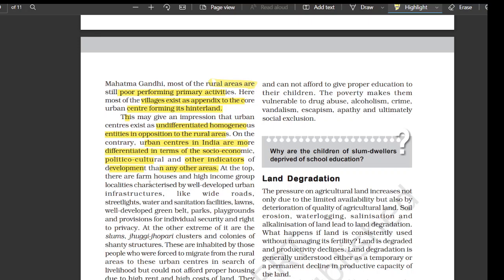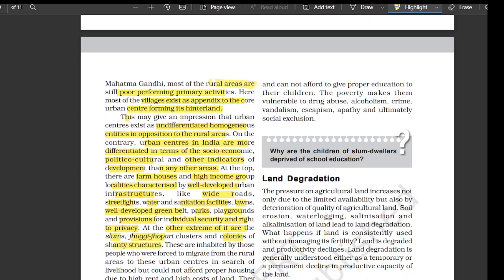At the top, there are farmhouses and high income group localities characterized by well developed urban infrastructure like wide roads, street lights, water and sanitation facilities, lawns, well developed green belt, parks, playgrounds, and provisions for individual security and right to privacy. At the other extreme of it are the slums, jhuggi jhopdi clusters, and colonies of shanty structures.